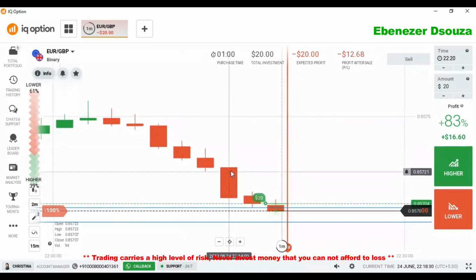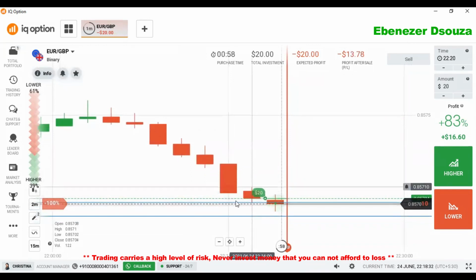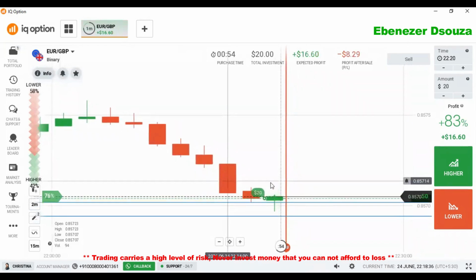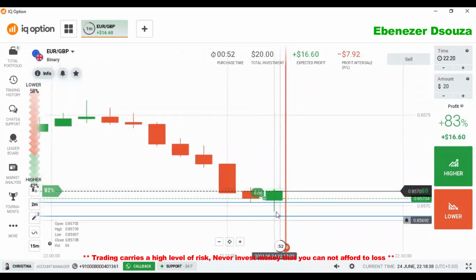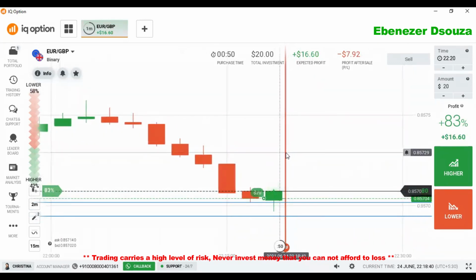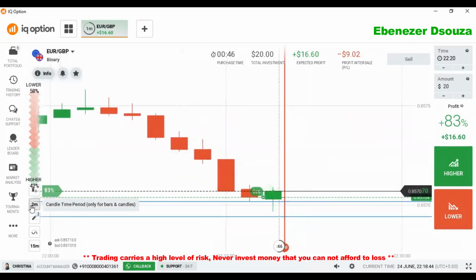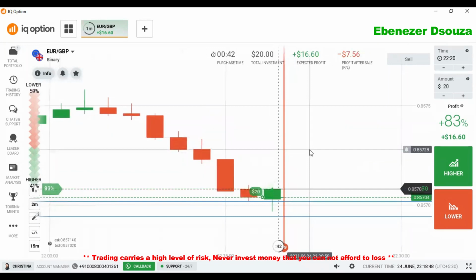At this point we are seeing a very strong candle, but here the sellers became very weak compared to the previous candle. It means buyers will try to enter at least for one candle. That's why I placed a higher option trade here, and I selected a 2-minute chart.